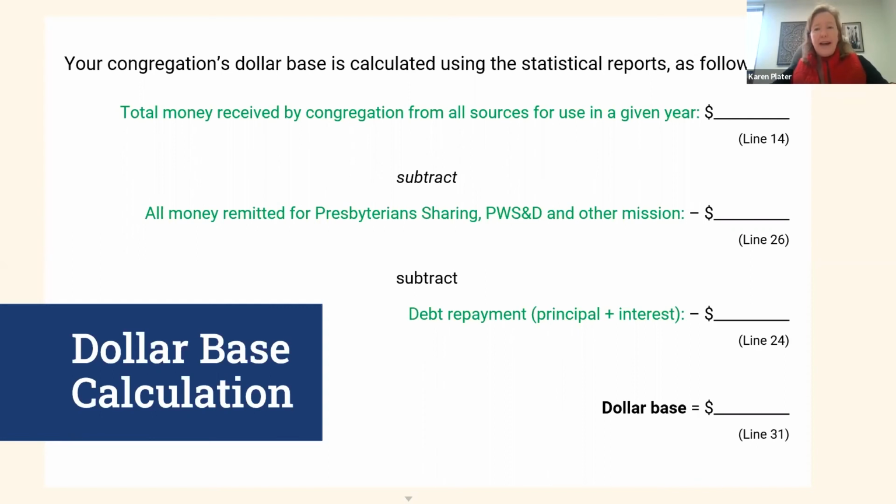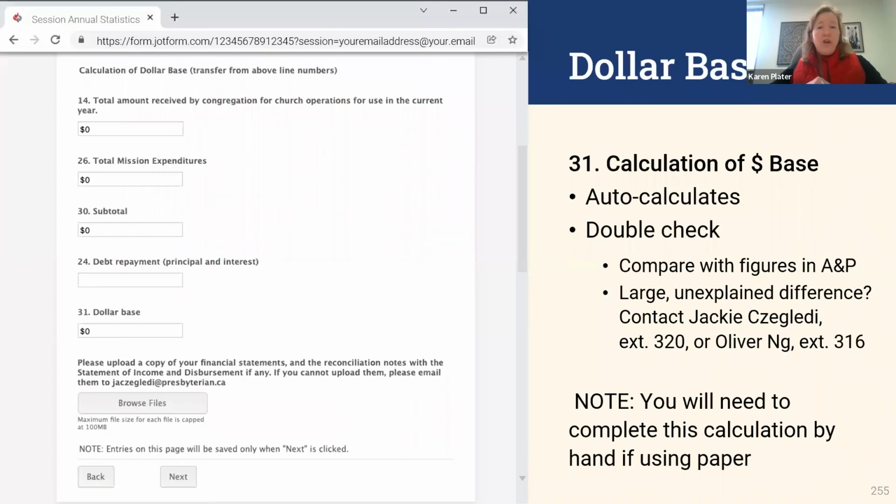So we'll go to the next slide. When you're doing it online, you don't have to add it up. It'll take all of the numbers that you have put in. It'll take the line 14. It'll take the total mission expenditures. It's going to subtract and give a subtotal, then it's going to subtract the debt repayment, the principal and interest, and it's going to give the dollar base.